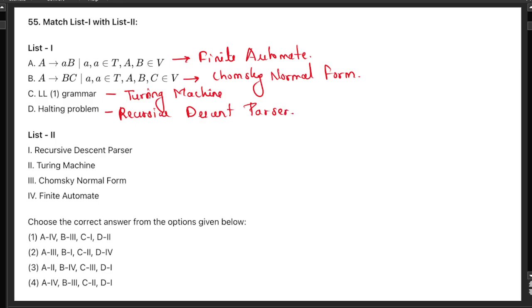So here A is matching with finite automata, which is the fourth one. So here this and this are cancelled. Now we have to select between 1 and 4. After that, B is matching with Chomsky normal form, which is third, so third and third is correct. After that, C is matching with our Turing machine, which is second. Here it is first, so that is cancelled, and option 4 is absolutely correct. So we can say that option 4 is correct.